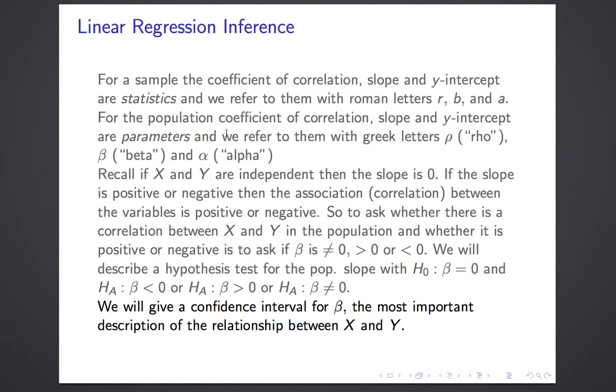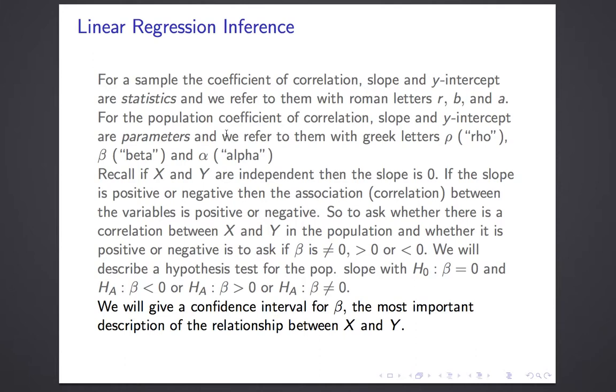We'll also give a confidence interval for beta. Beta is the most important description of the relationship between x and y, and the size of beta measures the size of the effect of x on y, assuming that x is causally affecting y. So the most important questions to ask are, is beta positive, negative, or zero, and how big is it? So that's what we will address.